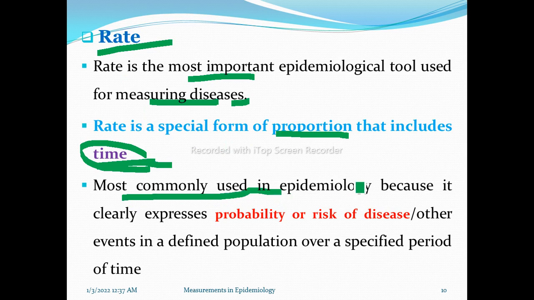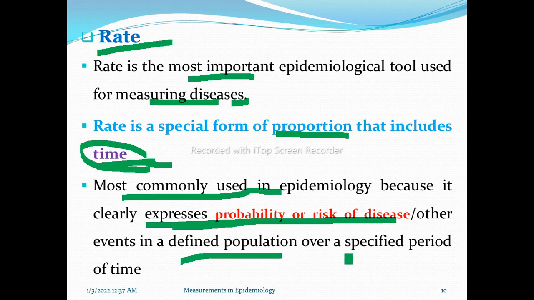It is most commonly used in epidemiology because it clearly expresses the probability or risk of disease. So what makes it the most important is that, because of time, it expresses the probability or risk of disease or other events in a defined population over a specified period of time. A rate expresses the probability or risk of disease in a defined population over a specified period of time. This makes it different, okay?